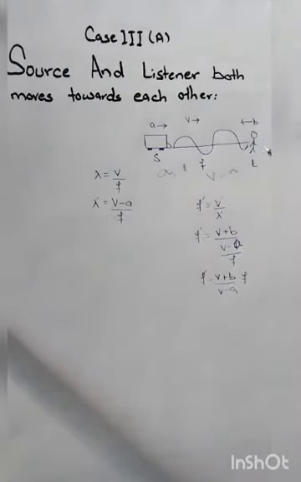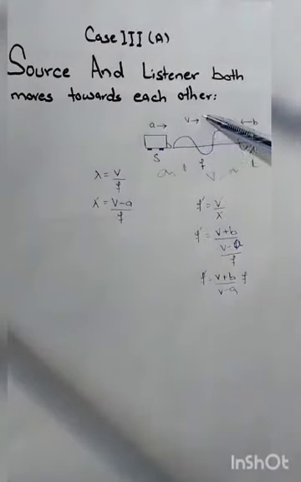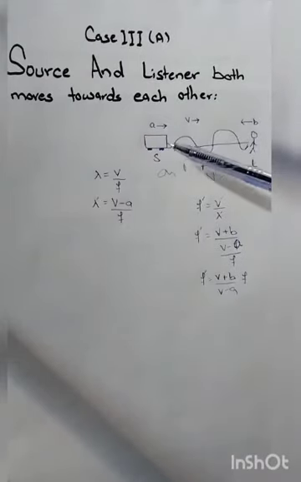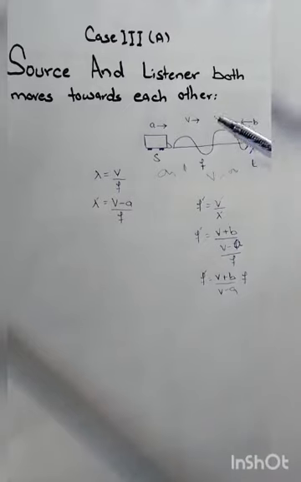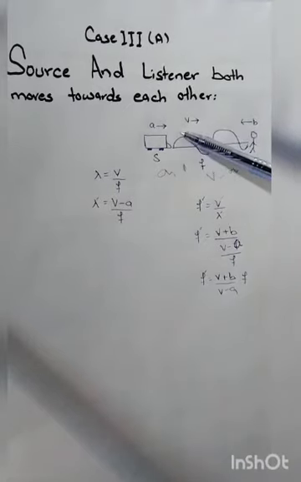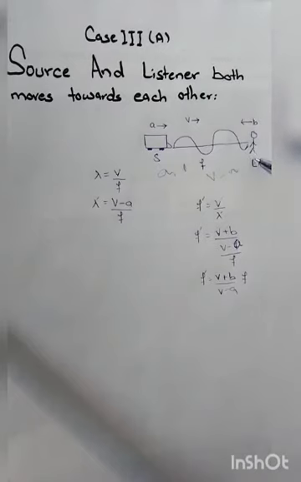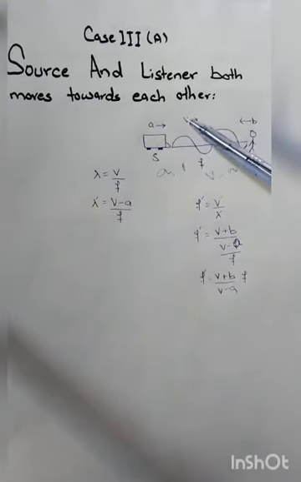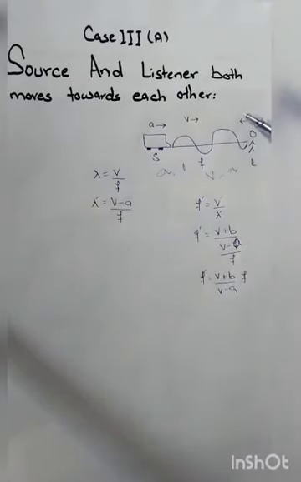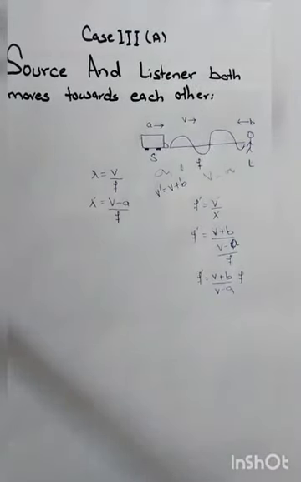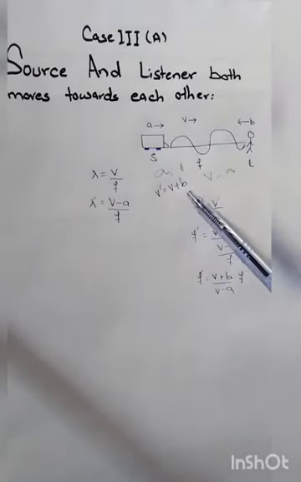Now, in this case the listener also moves towards the sounding source. When the listener moves towards the sounding source, the speed of the sound changes. Originally, sound moves with speed V when both listener and source are at rest. Due to the motion of the listener, the wavelength remains the same, but the speed changes. Now the listener moves with speed B towards the source, so the new speed V prime is equal to V plus B.